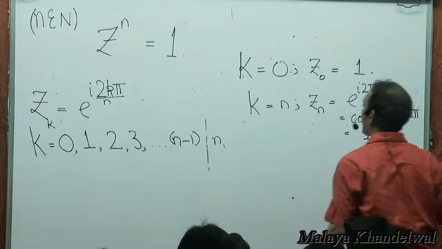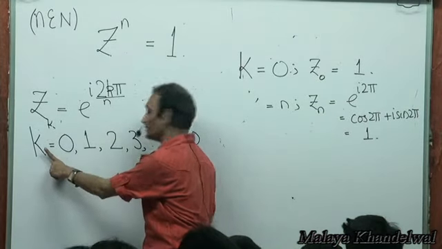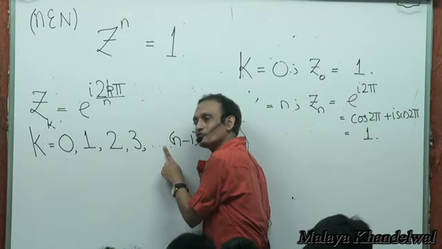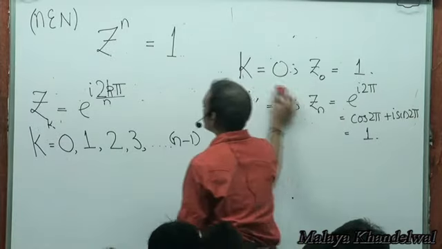Now, you could have started with k equal to minus 1 and gone all the way to n minus 2. That's also okay, right?